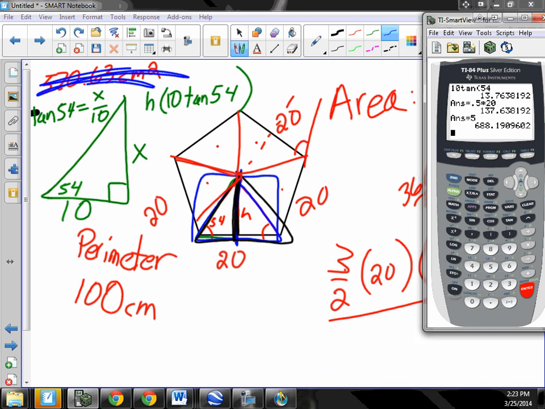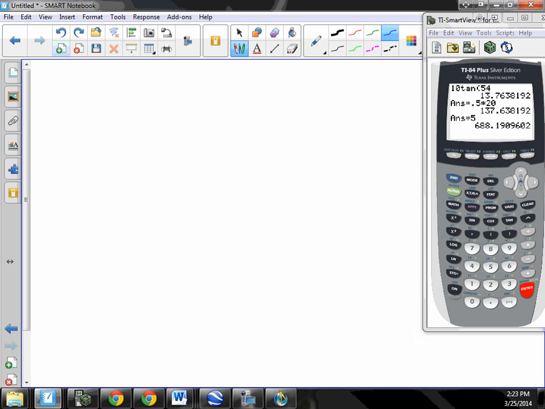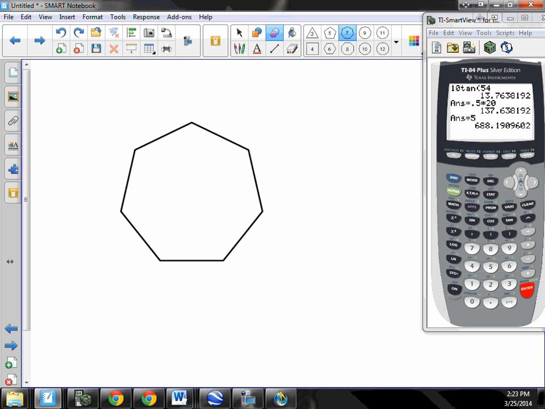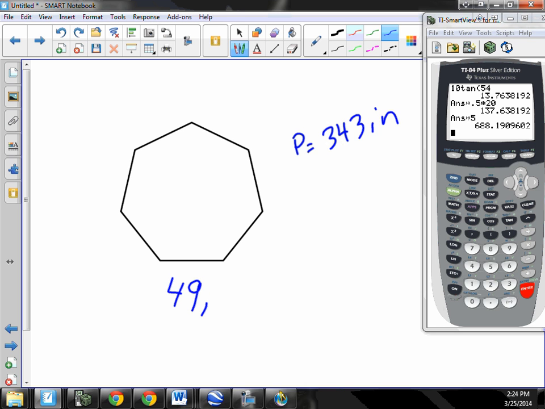We'll do one more. Okay, so let's pick a heptagon, and let's say that the perimeter of the heptagon is 343 inches. So that's perimeter. How long is each side? 49. So this is 49 inches. And I draw this triangle.